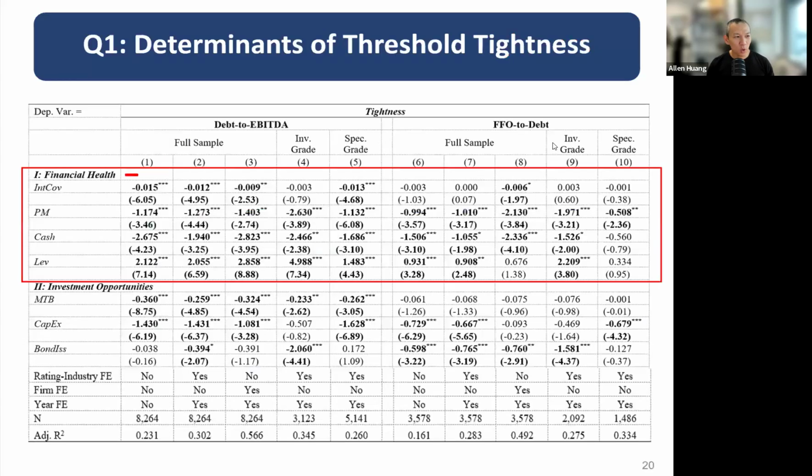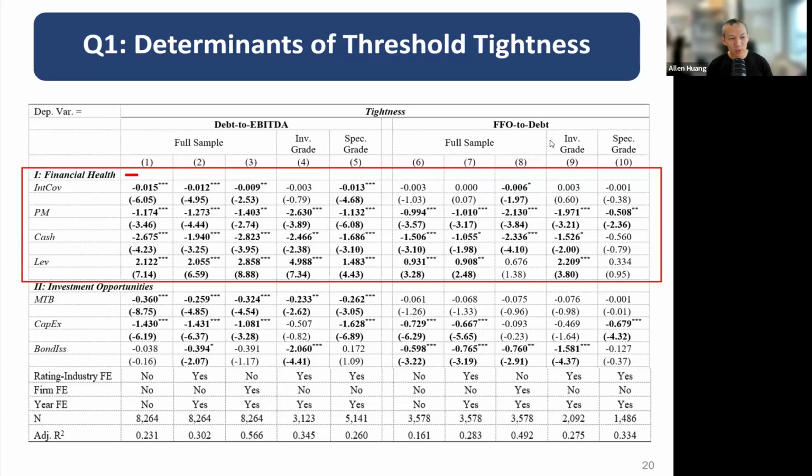Empirically, we try to use a large set of variables to capture these concepts in our predictions. For financial health, we use interest coverage, profit margin, the level of cash, and also leverage. Not every single one of them is significant, but we see patterns consistent with our predictions: companies with better financial health have less tight thresholds compared to companies with worse financial health.